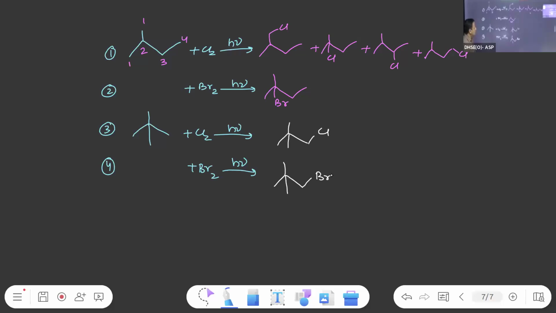Okay, so in case of identical hydrogen atoms, chlorination and bromination will furnish the same product.